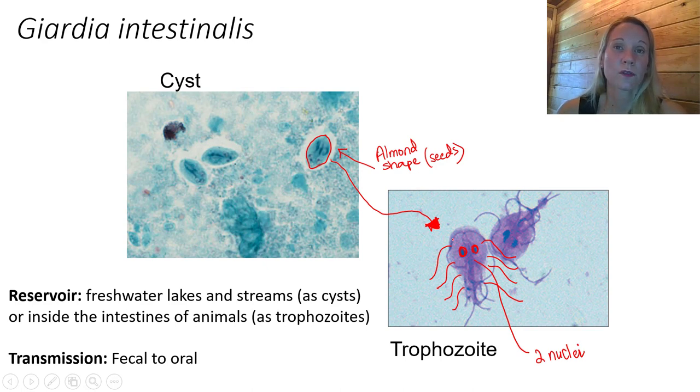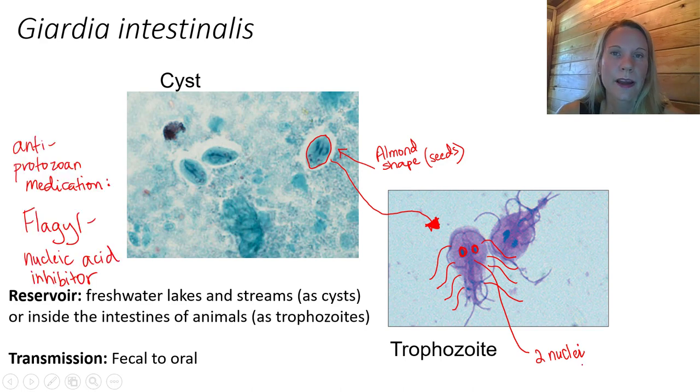So this is 1 to 2 weeks of chronic diarrhea with mucus in the stools, a severe form of diarrhea that we would call dysentery. This is very unpleasant to experience, as you can imagine. So patients will likely seek out medical attention for this condition. So the medication of choice is an anti-protozoan medication called Flagyl. Flagyl is a nucleic acid inhibitor.